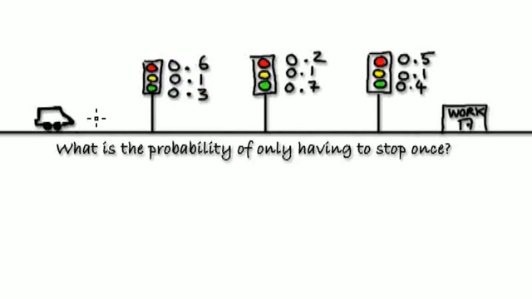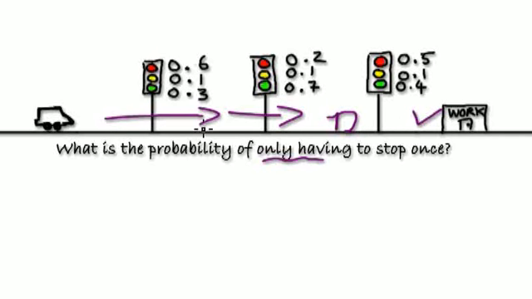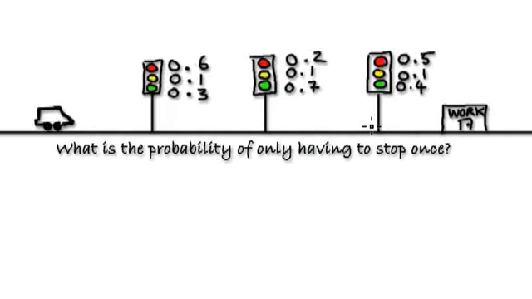Anyway. So I'm driving along, and I'm going to meet three sets of traffic lights. What is the probability of me only having to stop once? So it's going to let me through, but then I have to stop. So this is a good outcome. Stop, through. Anyway, what is the probability of me only having to stop once?